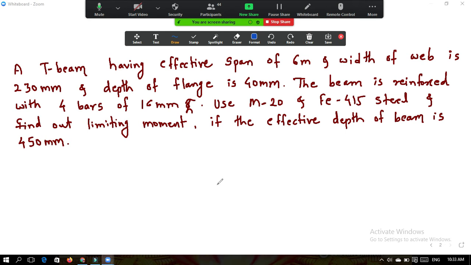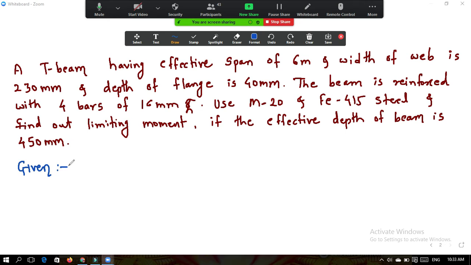Now what is the difference in earlier problem and this problem? If you observe, here the width of flange is not given to you. So we need to calculate the width of flange first. Now how to calculate that width of flange? I will tell you. First of all, we will write down the given data. So what is given to us, that we will write down first.